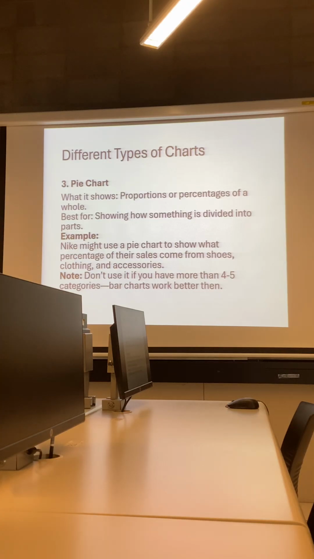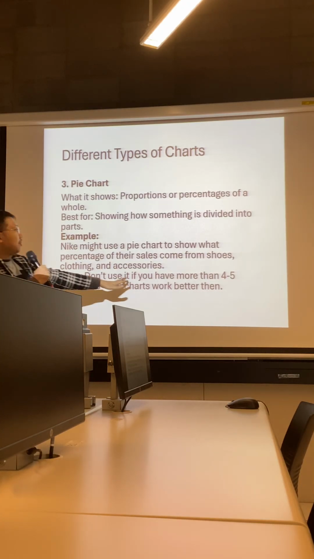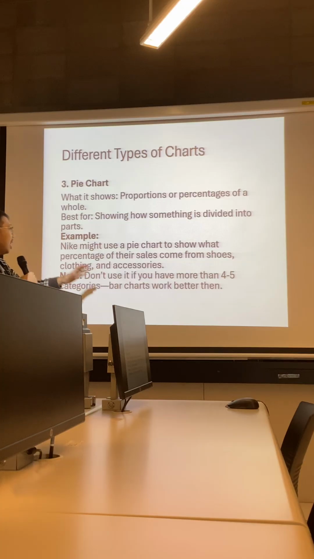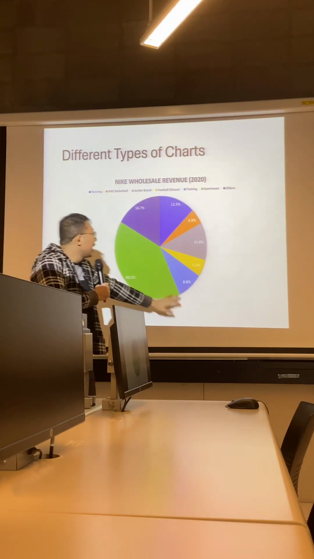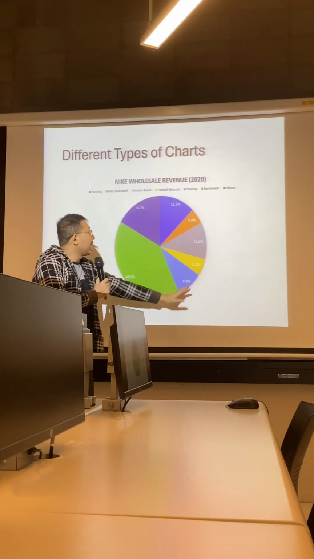However, don't use it if you have more than 4 or 5 categories. A bar chart works better. If you have more than 5, I think it's very confusing to use a pie chart. So maximum 4 or 5 categories. If you have 4 or 5, maybe you can use a pie chart. So this is an example of a pie chart. We call it a pie chart. They usually have percentages.